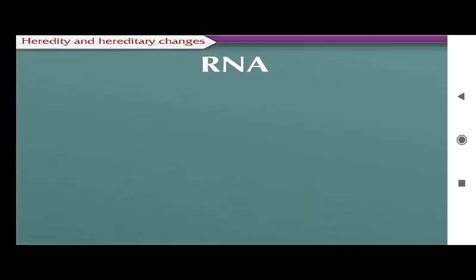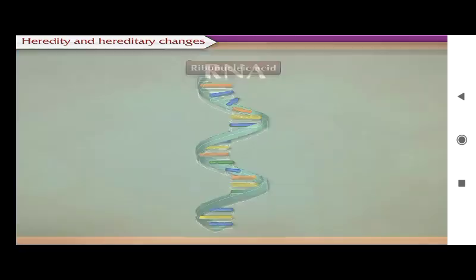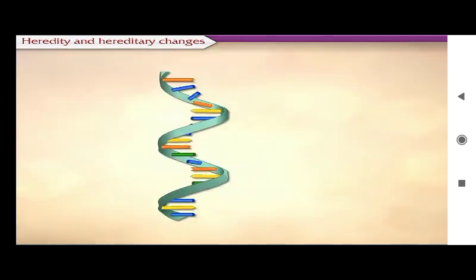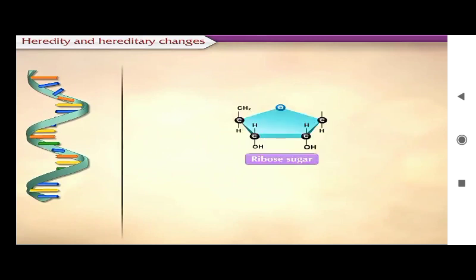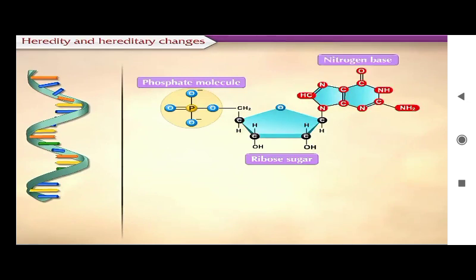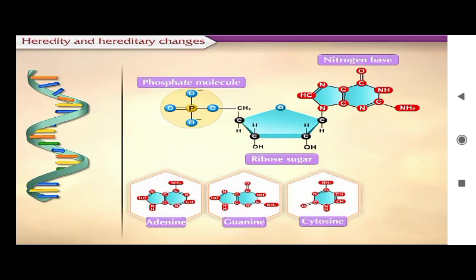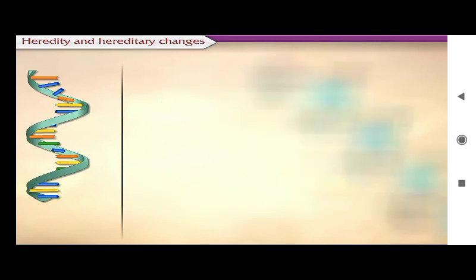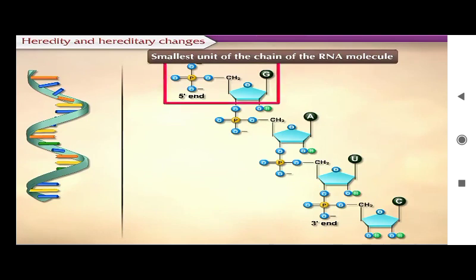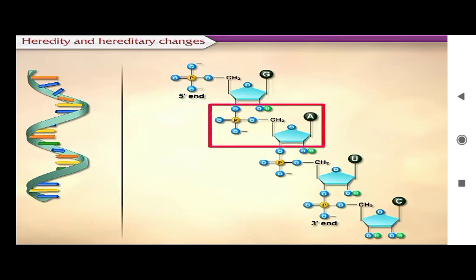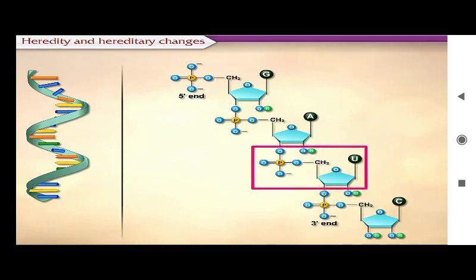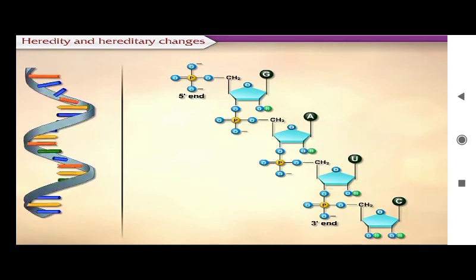After DNA, let us revise the types of RNA. RNA stands for ribonucleic acid. This nucleic acid is made up of ribose sugar, phosphate molecule, and four types of nitrogen bases: adenine, guanine, cytosine, and uracil. The nucleotide, that is the smallest unit of the chain of the RNA molecule, is formed by the combination of a ribose sugar, phosphate molecule, and one of the nitrogen bases. A large number of nucleotides are bonded together to form the macromolecule of RNA.